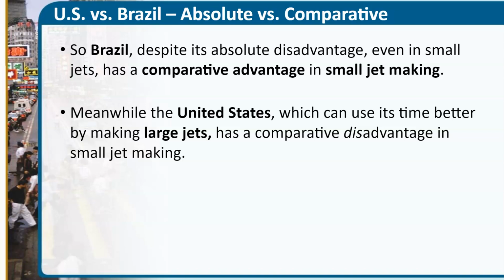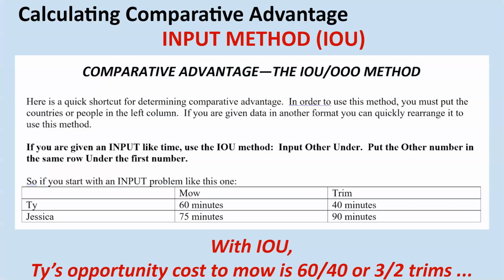Again, there's a really great video on calculating comparative advantage in which I go through this in great painstaking detail, but I would encourage you to check that one out. It is in my MCPS classroom in the modules section for the reviews of chapters 1, 2, and 3. But this goes into the input method, which is IOU, input other under. When you take the input of the other good, put it under the item that we see here. That is the IOU method.